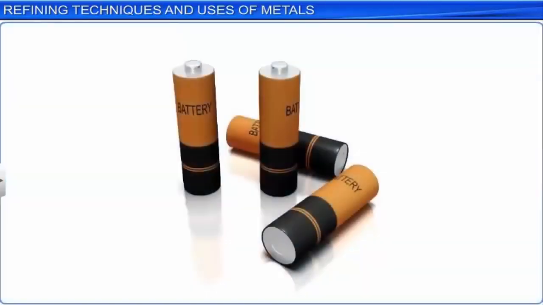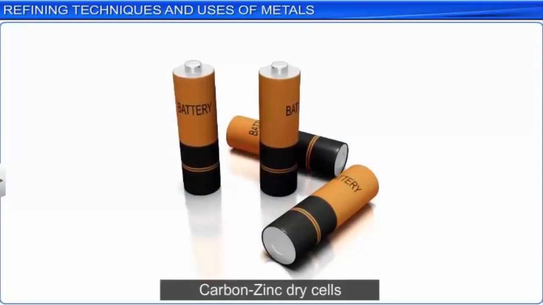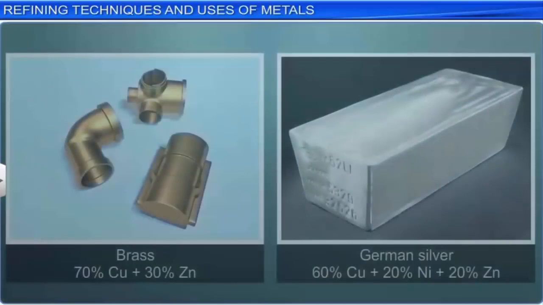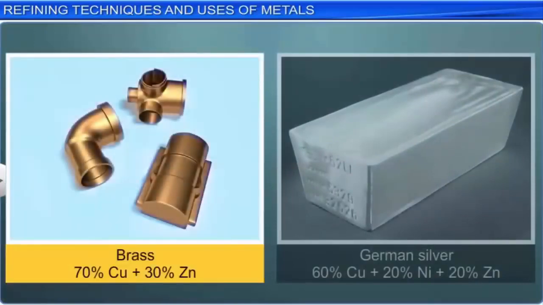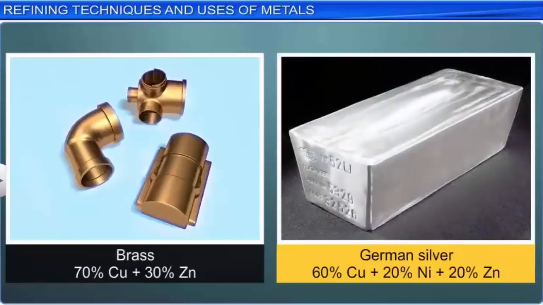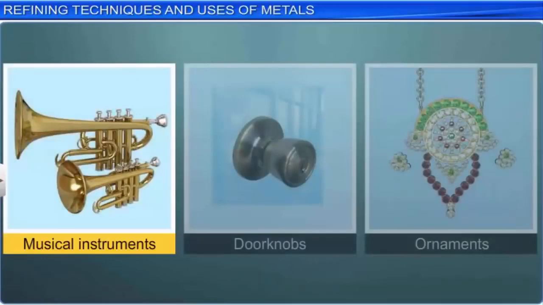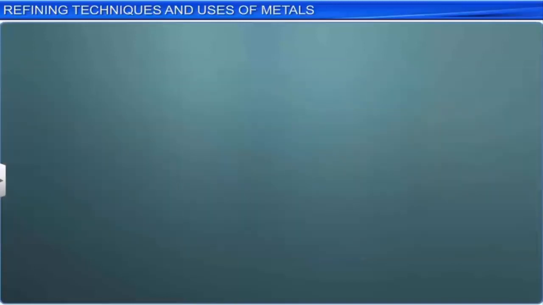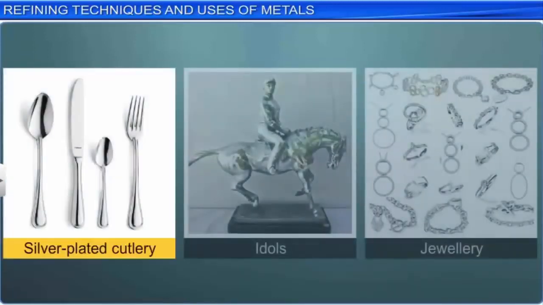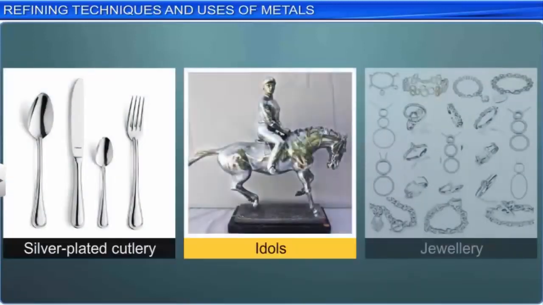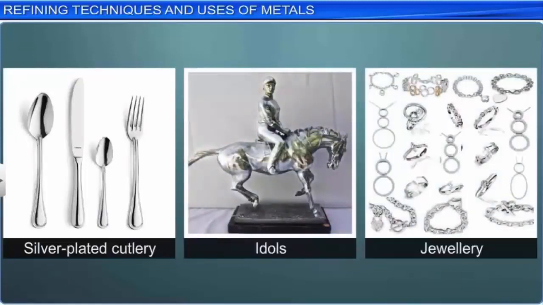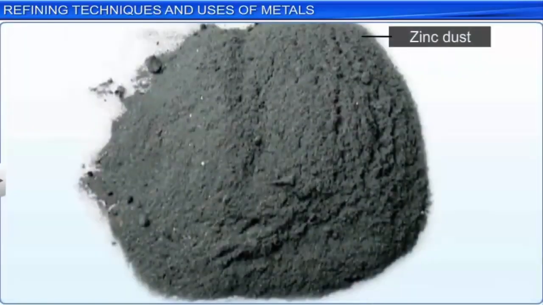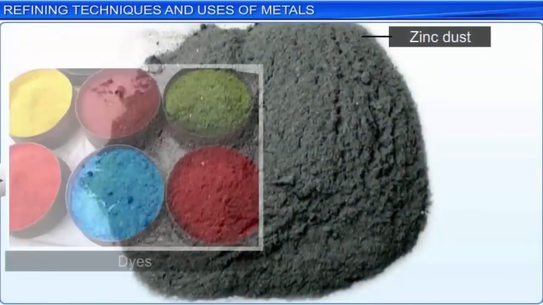Zinc is extensively used in carbon-zinc dry cells or batteries. Zinc forms alloys such as brass with copper and German silver with copper and nickel. Brass is used in musical instruments, doorknobs, and ornaments, while German silver is used to make silver-plated cutlery, idols, and jewelry. Zinc dust is used as a reducing agent in the manufacture of dye stuffs and paints.